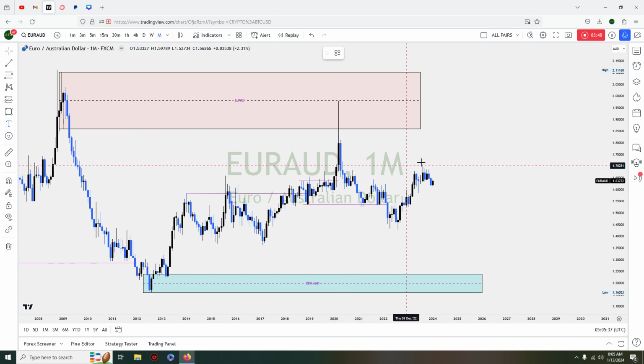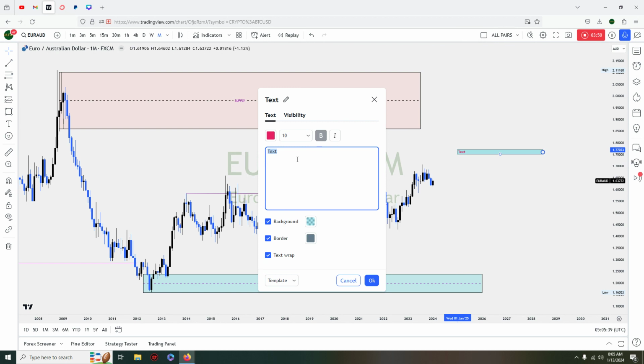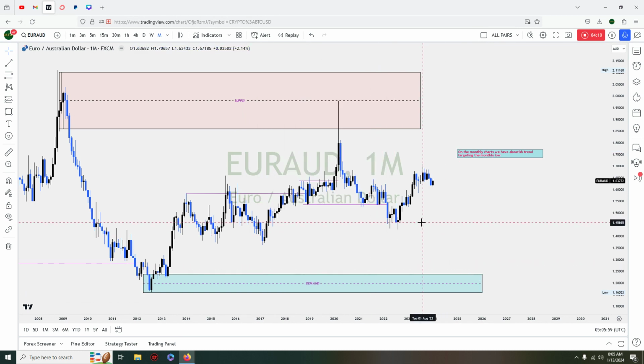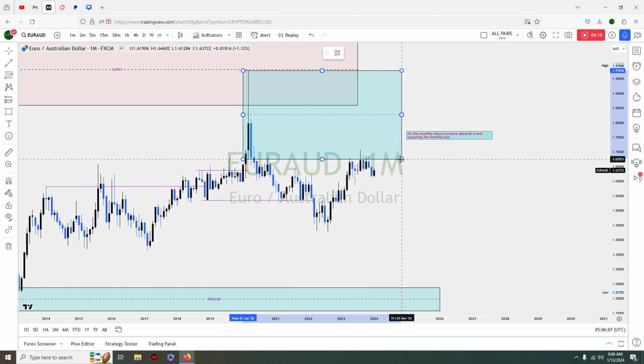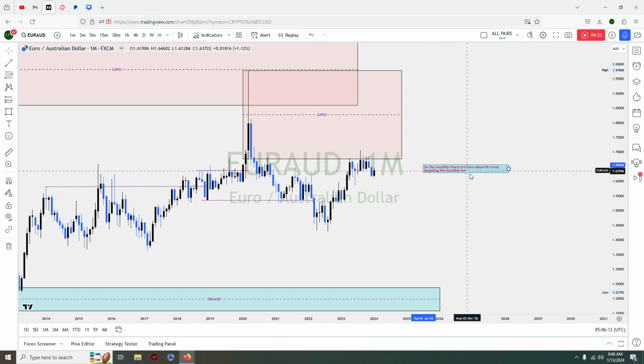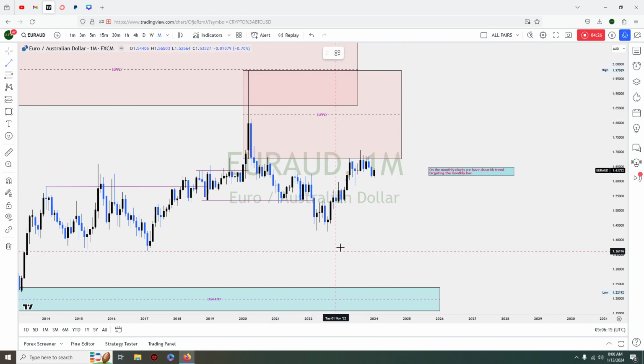So I'll go to my texts. I'll start writing on the monthly. On the monthly charts, we have a bearish trend targeting the monthly low. We had this breakout structure, and then the market still came back to this supply level up here. So what we are anticipating is for the market to come and break this low.